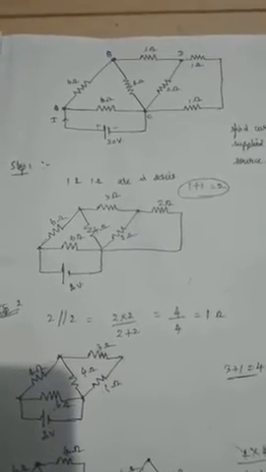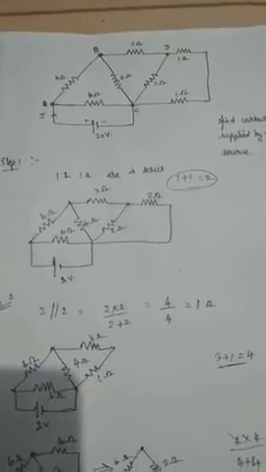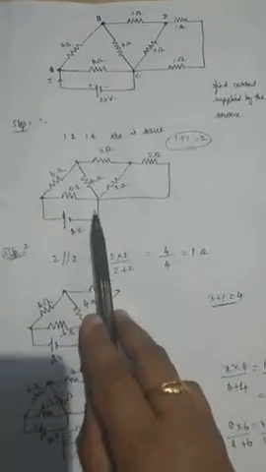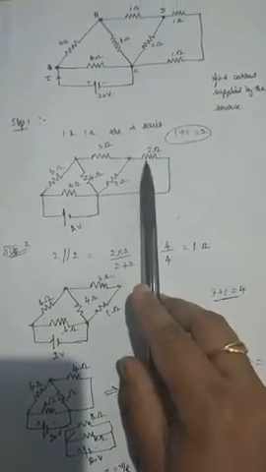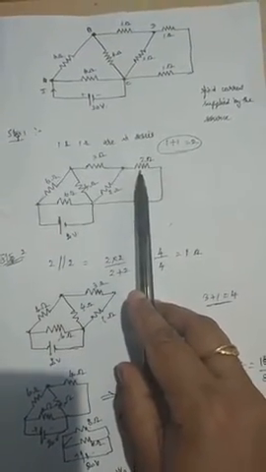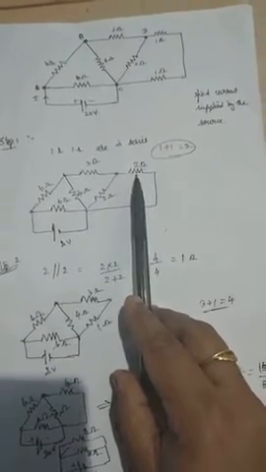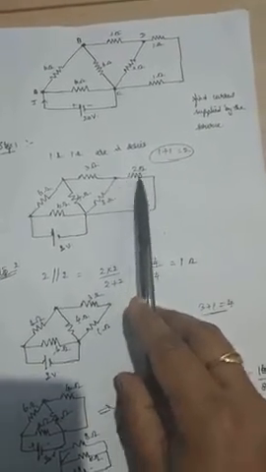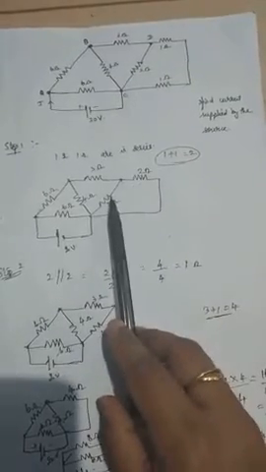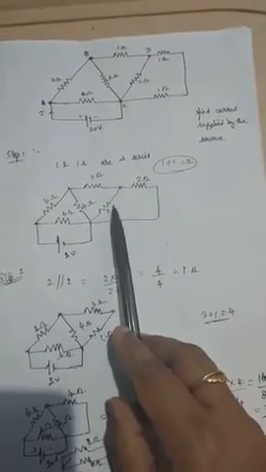For series we have to add the two resistance values. So 1 plus 1 is equal to 2 ohms. That was shown in the second diagram. That means in step 1, I have reduced the two 1 ohm resistances to a single resistance value of 2 ohms. Then in the second step we have to reduce the two parallel ones, which means this 2 ohm and the 2 ohm are connected in parallel.